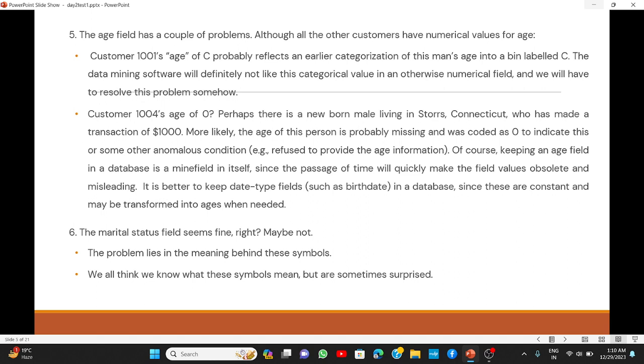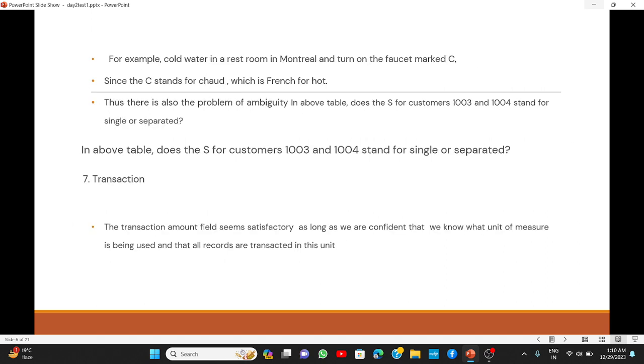We all think we know what these symbols mean, but are sometimes surprised. For example, for cold water in a restroom in Montreal, turn on the faucet marked C, since the C stands for chaud, which is French for hot. Thus, there is also the problem of ambiguity in our table. Does the S for customers 1003 and 1004 stand for single or separated?